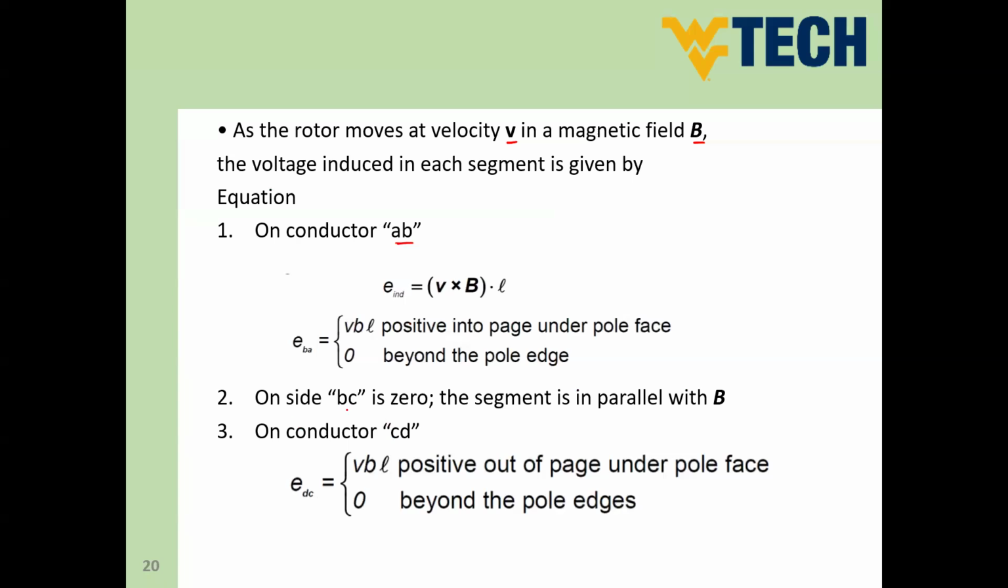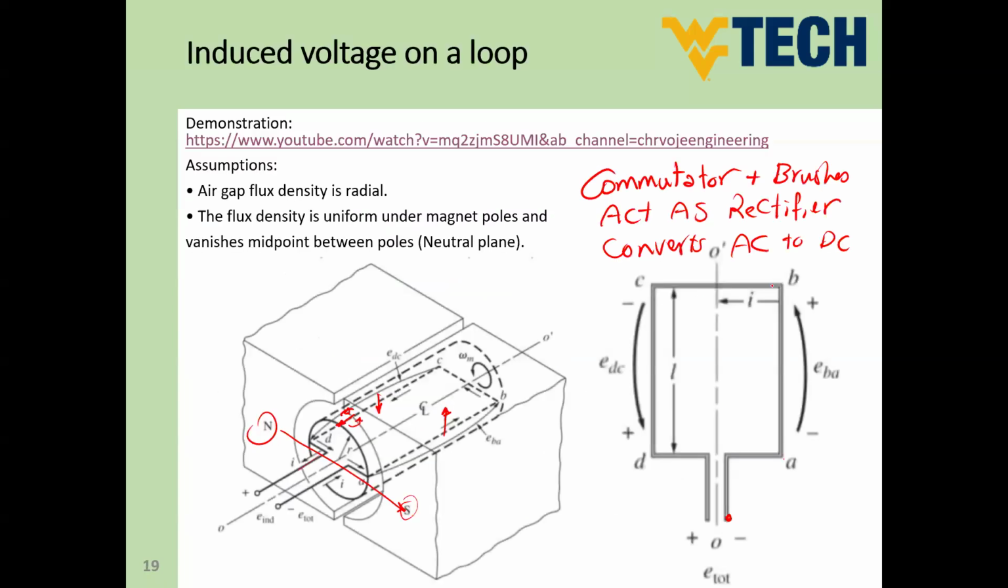On side BC it is 0. The segment is in parallel with B. If we go back to that slide, BC is actually in parallel with the flux, so no induced voltage will be generated on this part of the coil or winding. The volt is going to be generated just here and here as well. So at the ends of the turn, we will have 0 volt across these ends.